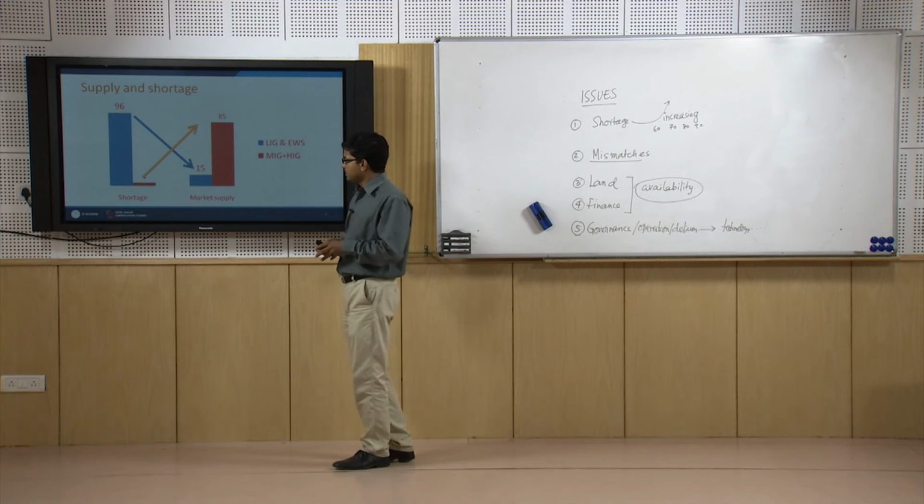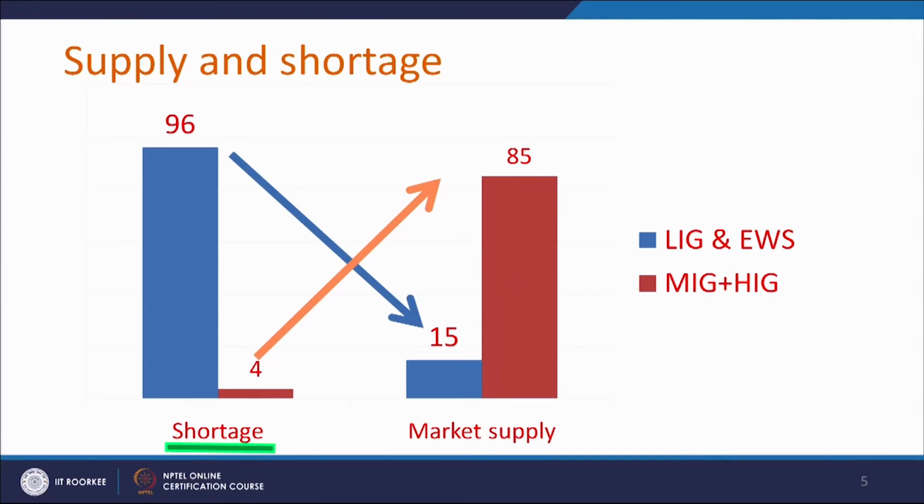I already discussed this. You can see this is the shortage and this is the market supply. This is the shortage for the economically weaker section and LIG, and this is the shortage for the MIG and HIG, whereas the market supply is more for this group and very meager for this group. That is why this is a very important mismatch.